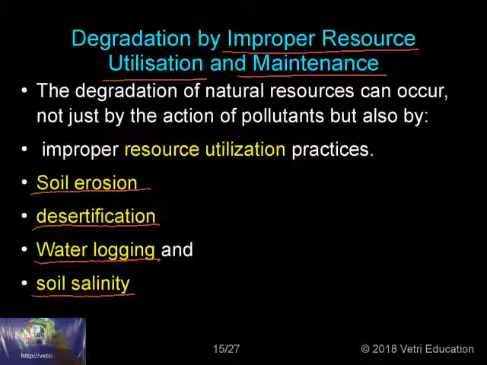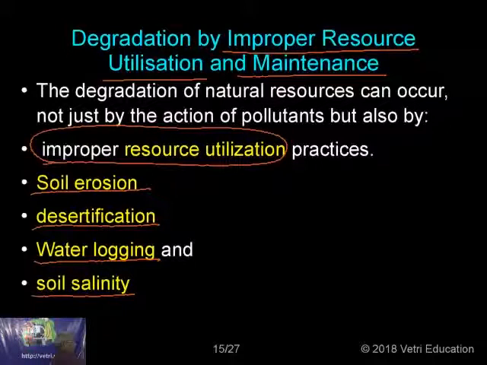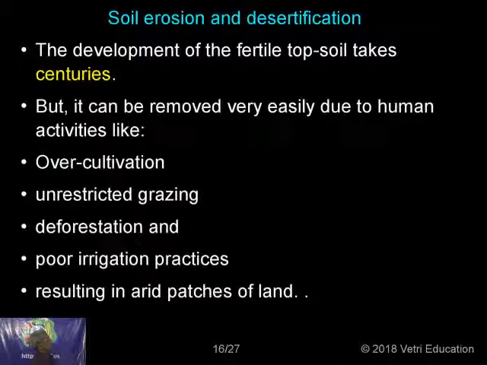The degradation of natural resources can occur not just by the action of pollutants but also by improper resource utilization. So pollution alone is not a problem. Improper resource utilization is becoming another very big problem. The soil is getting eroded. The globe is becoming deserted. Waterlogging is there everywhere, and the soil is becoming more saline in nature, unsuitable for the crops to grow there. So these are all some of the other related problems. See, one by one we are discussing.